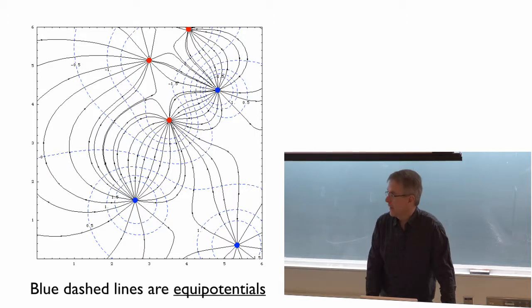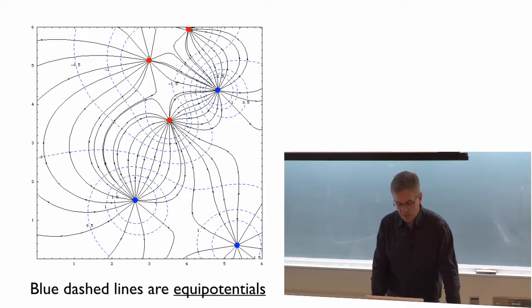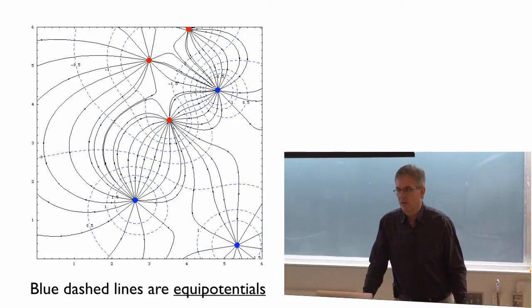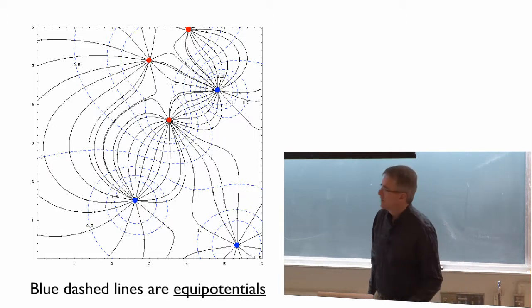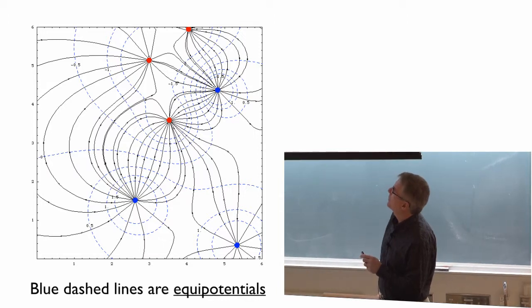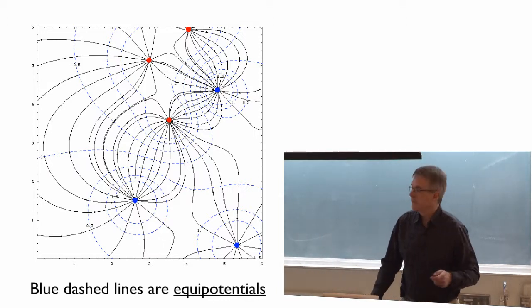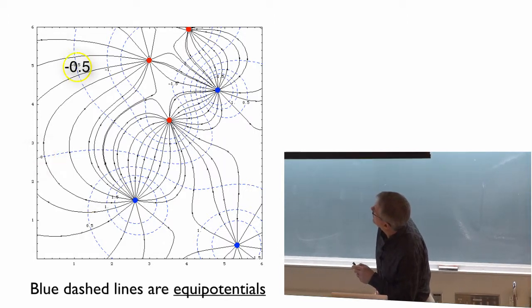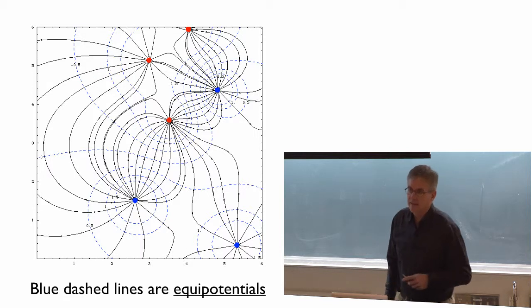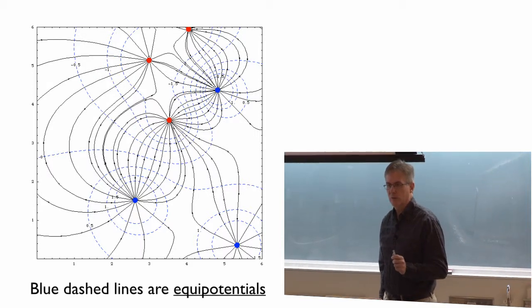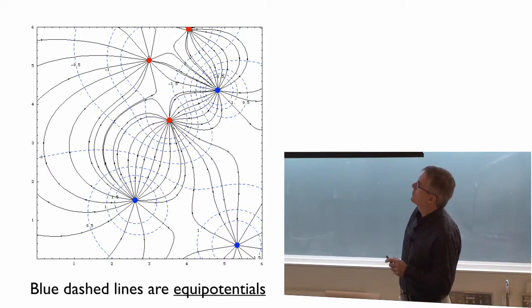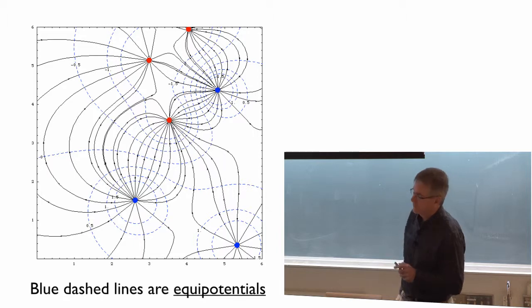I want to talk about one last concept here, which is equipotentials. We go back to this picture of an arrangement of positive and negative charges. And you'll notice that last time we looked at this, I didn't talk about these dashed blue lines. So what's going on with those? Well, if you look at the labels, you see 0.5, 0, minus 0.5, minus 1. That's actually the voltage, the electric potential at that point in space. And so lines like this correspond to places where the electric potential is the same.